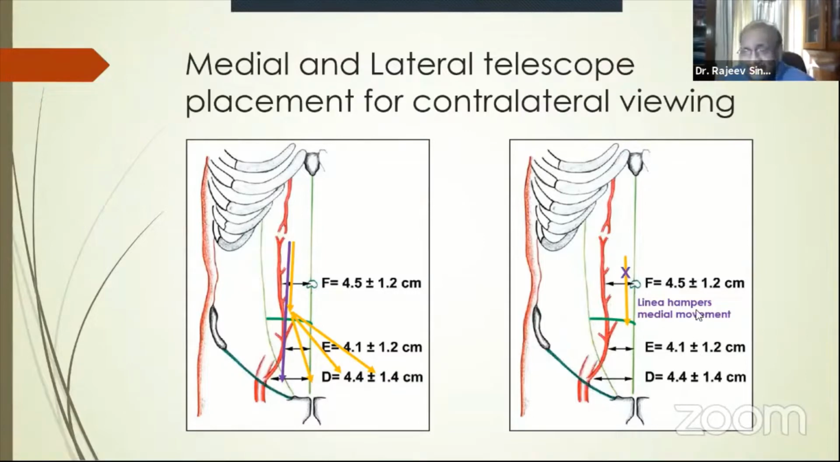So you could well say, why place the port 3 centimeters from the umbilicus laterally? Why not only 1 centimeter by the side of the umbilicus? You can do that. But then your view would be limited to the contralateral side. Ipsilateral, yes, you can see everything out here, but here you can't see anything. So this port position helps you in seeing the opposite side.